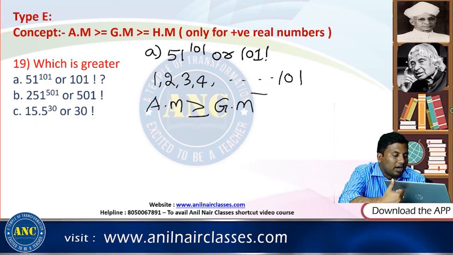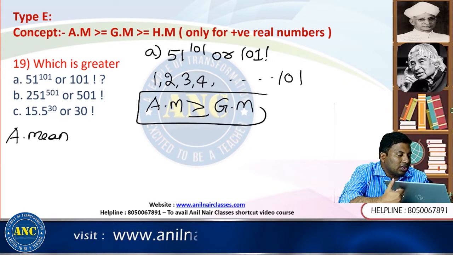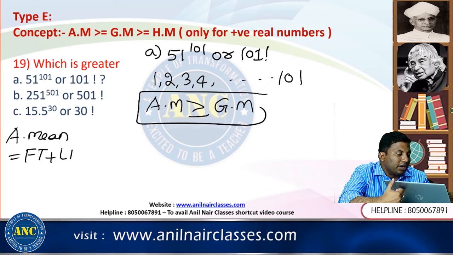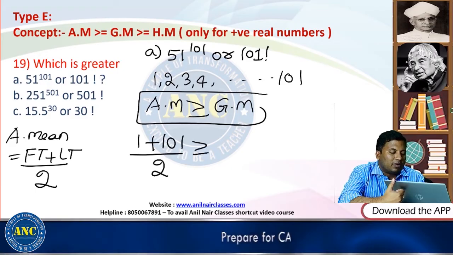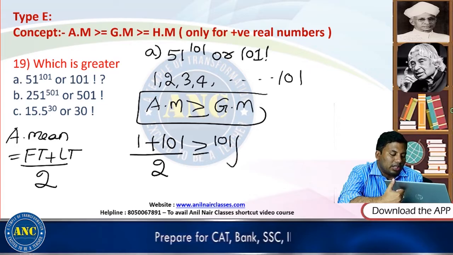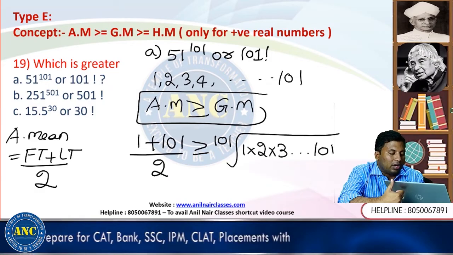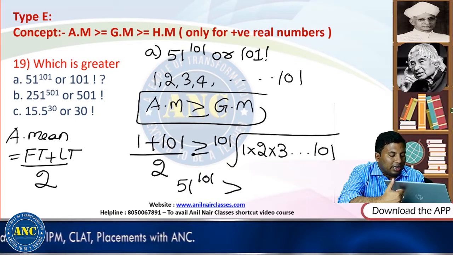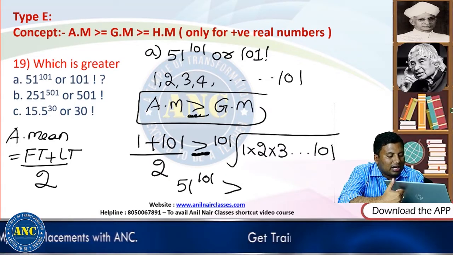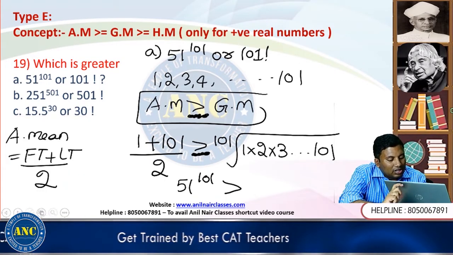AM is greater than or equivalent to GM. AM stands for arithmetic mean. Arithmetic mean is nothing but first term plus last term by 2. So first term is 1, last term is 101, divided by 2, is greater than or equivalent to, total 101 terms are there, 101th root of 1 into 2 into 3 till 101. 102 by 2 is 51. 51 power 101, it cannot be equivalent to because the numbers are different. Only if the numbers are the same will I get an equal to sign. So this will not come.